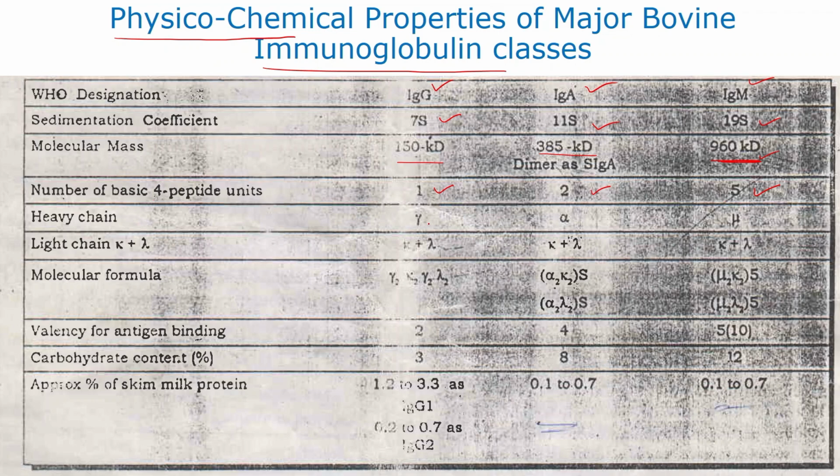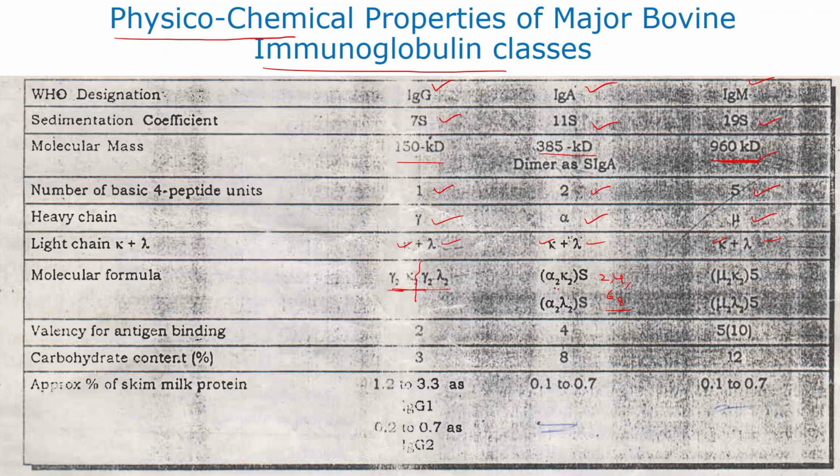Now the heavy chain of IgG is called gamma, that of IgA is called alpha, and that of IgM is called mu. The light chain can be kappa or lambda, similarly here it is also kappa or lambda. Now if you see the molecular formula, it can be gamma2 kappa2 if the light chain is kappa, and if the light chain is lambda, then it is gamma2 lambda2. Depending on the valency, it will be alpha2 kappa2 and so on, because IgA can exist as a dimer, so from monomer to tetramer the valency may vary to 2, 4, 6, 8.